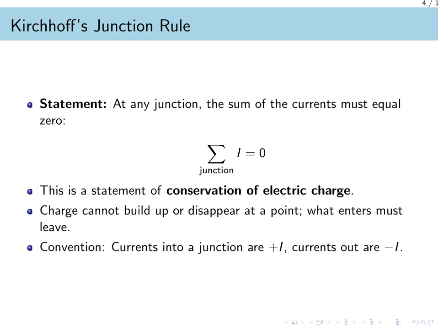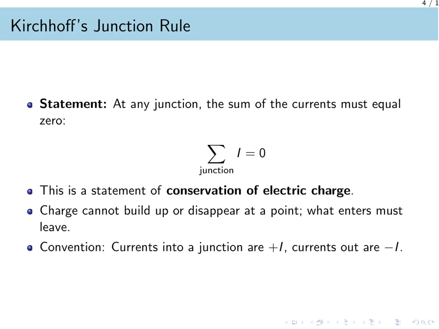Kirchhoff's first rule is the junction rule. It states that at any junction point in a circuit, a point where three or more wires meet, the sum of the currents must equal 0. This is a direct consequence of the conservation of electric charge.